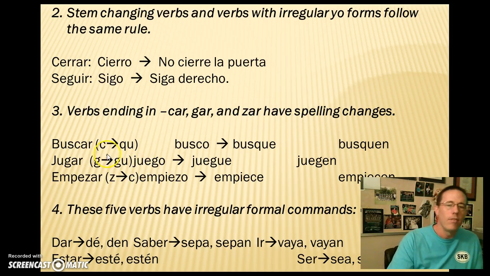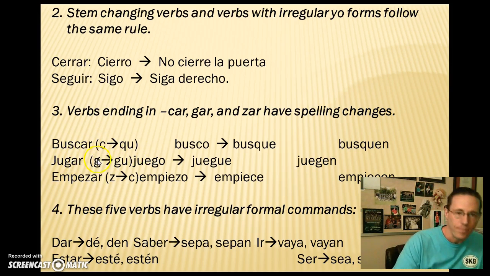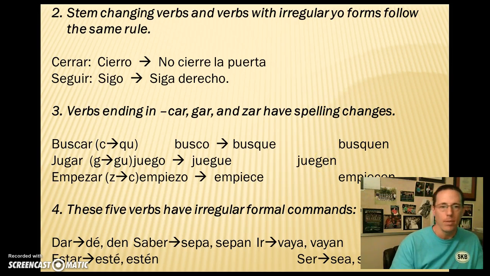For example, verbs with a CAR have a C to QU spelling change. So buscar is to search or to look for something. So if you want to tell a bunch of people to look for something, you could say busquen. The C becomes a QU, and it's EN because it's an AR verb. Jugar, the verb for to play, has a G to GU spelling change. So juegue or jueguen, depending on if you're talking to one person or many people.